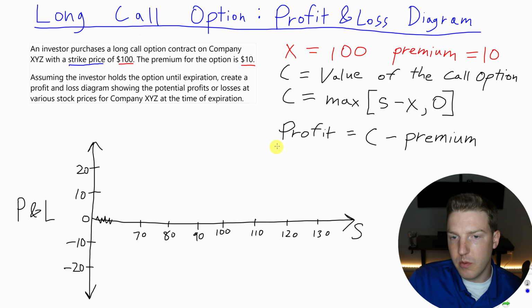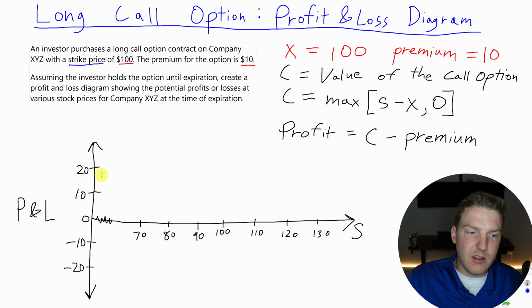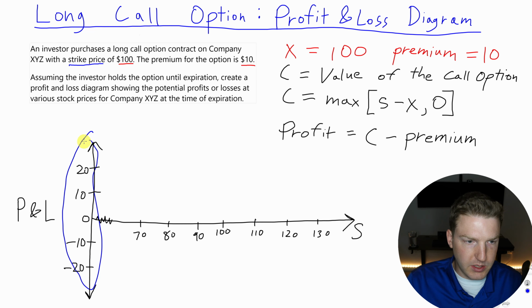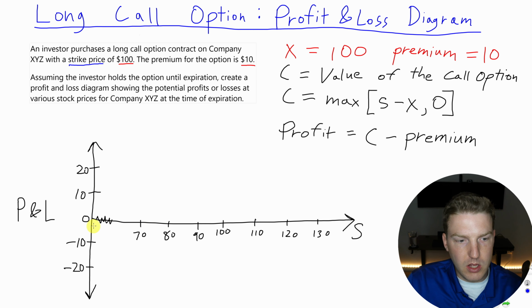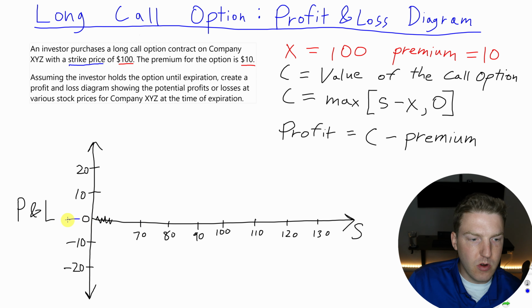All right, so the profit is going to be equal to the value of that call option C minus the original premium that we paid of $10. Got it? Good. So now we'll go down to our profit and loss diagram. On this vertical axis, we can see our profit and losses. If we're above this 0 mark, that means we've made a profit on this contract. Whereas if we're below this 0 mark, that means we have made a loss or lost money on this contract.